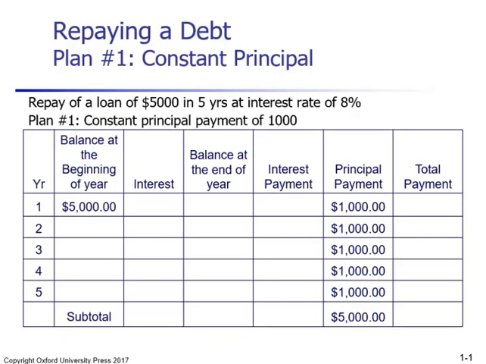$5,000 in 5 years, interest rate 8%, and we are going to check together plan 1. Okay, and it is constant principal payment of 1,000. We are going to talk about these things more, but it's a plan. So how do you want to get your money back? And you can devise many diverse types of plans.